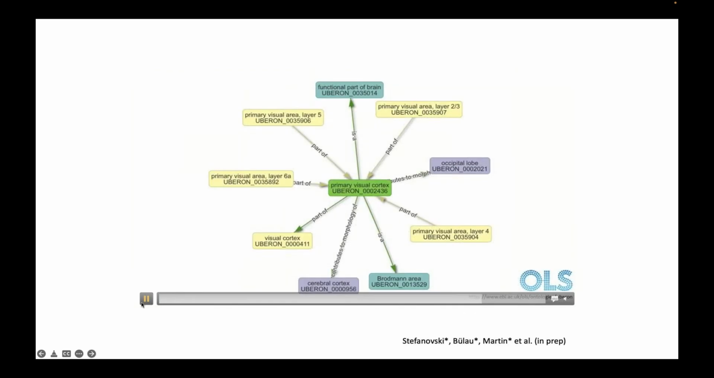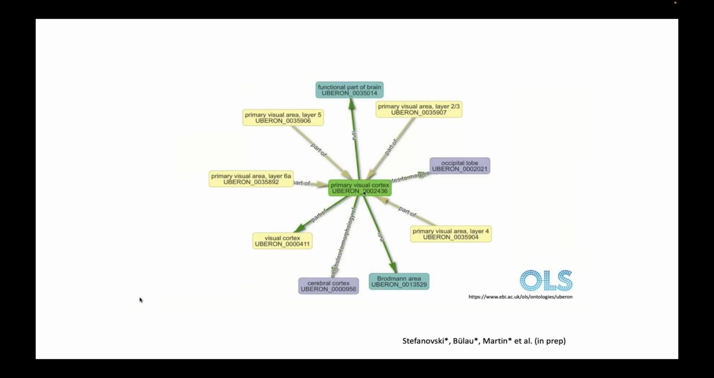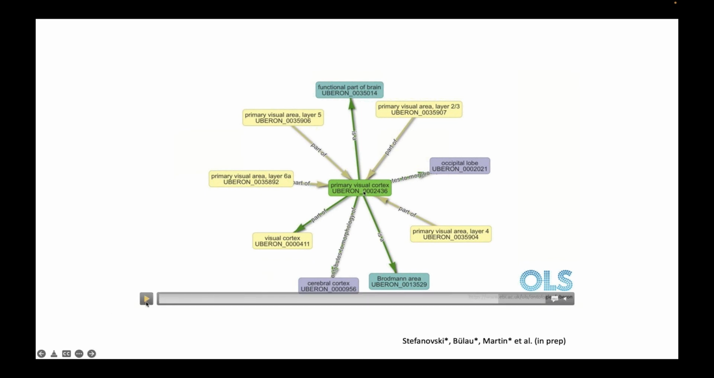And the good thing of the Uberon is that it's not only giving IDs, it's an ontology, so it also contains a hierarchy. So for example, here you see that the primary visual cortex is one Uberon term, and for example, primary visual cortex layer 6A is of course a part of the primary visual cortex. And the primary visual cortex is part of the occipital lobe. And it's also a functional part of the brain and also part of the cerebral cortex. And it's also a Brodmann area. So all this information is part of the ontology. And therefore, it makes a lot of sense to use this ontology to extract the statistics.